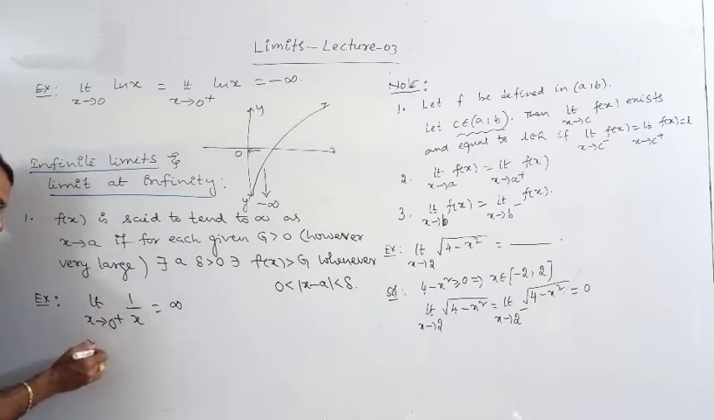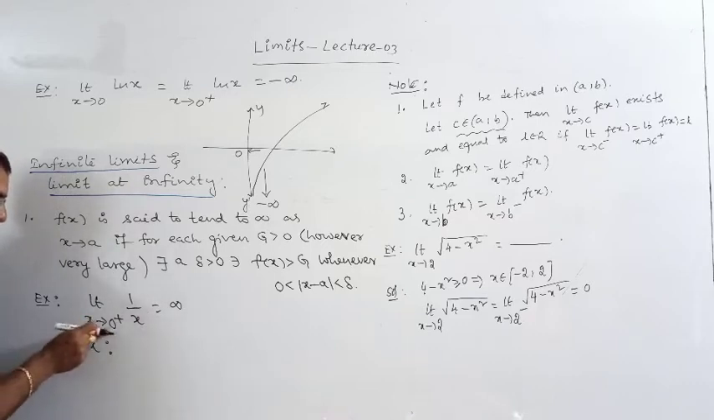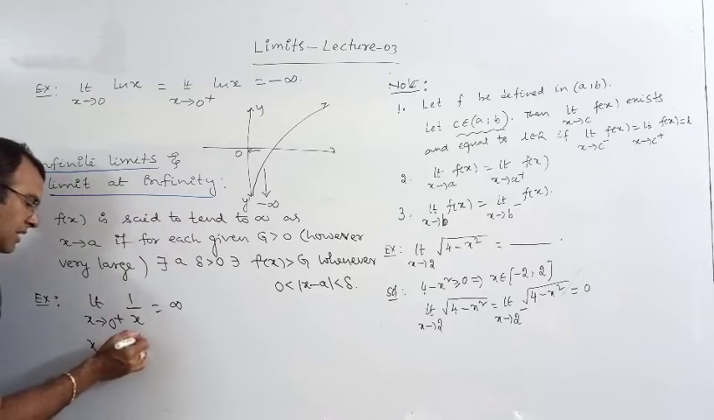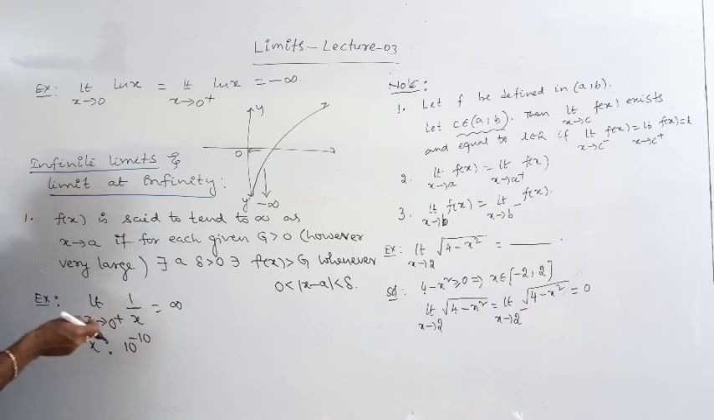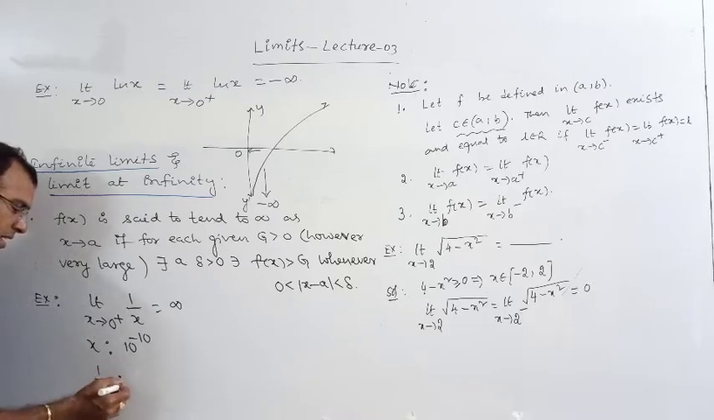I'll take a simple example. You are approaching 0 from the right side, right? You take x equal to 10 to the power of minus 10. It is very close to 0. Then what will be the 1 by x value? It will be 10 to the power of 10.